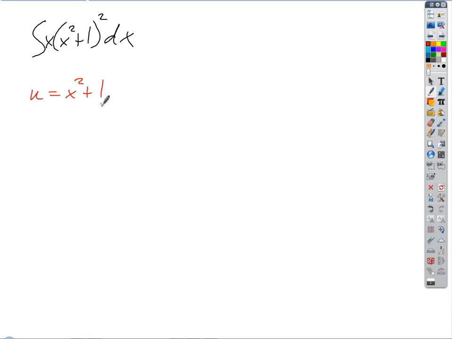So if that's the case, then what's du? 2x dx. Okay, so now let's see how much we can account for in our problem. So we've got a u squared, but then look what's left over. What's left over is an x dx, not a 2x dx. So what can we do?